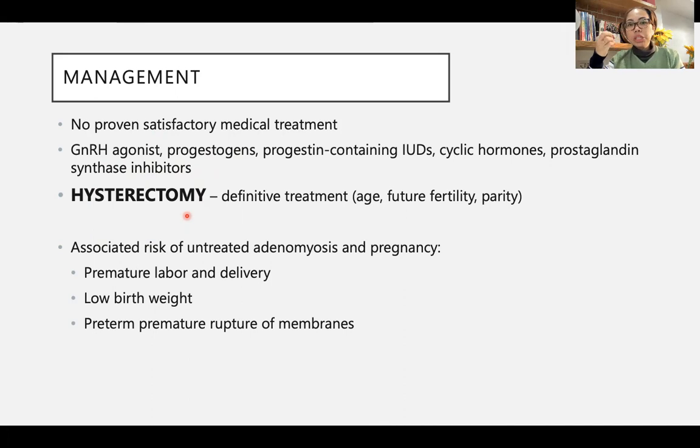How about if the patient opts to not treat adenomyosis and she becomes pregnant? There are three risks associated with untreated adenomyosis and pregnancy. She is at risk for premature labor and delivery, a low birth weight infant, and preterm premature rupture of membranes.